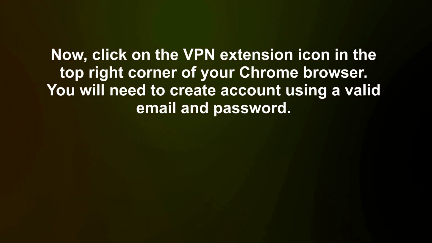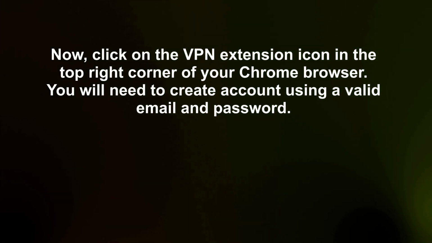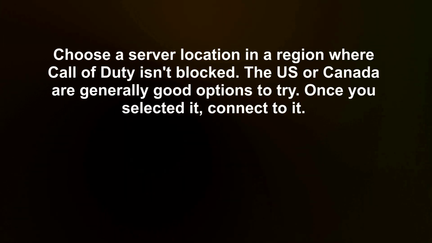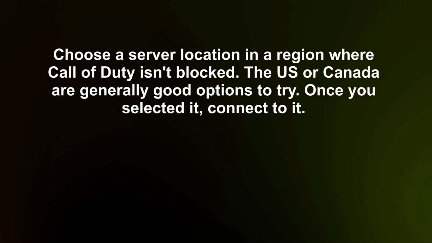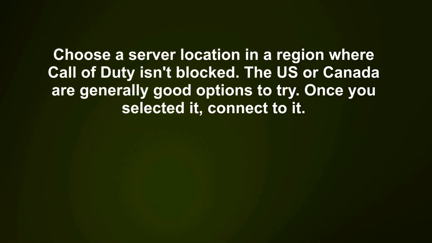Now, click on the VPN extension icon in the top right corner of your Chrome browser. You will need to create an account using a valid email and password. Choose a server location in a region where Call of Duty isn't blocked. The US or Canada are generally good options to try. Once you've selected it, connect to it.